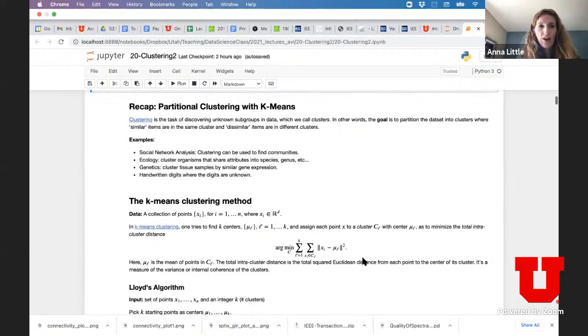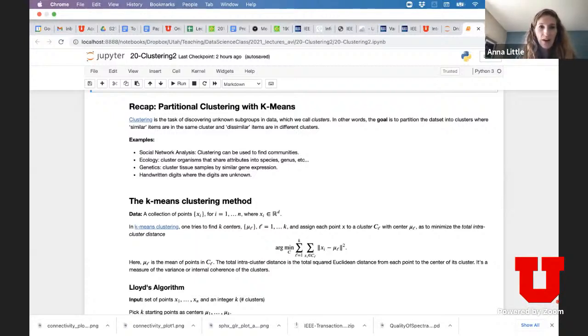And let's just start off with a little recap of the k-means clustering algorithm. Just remember the high level of what we're doing. Clustering is the task of discovering unknown subgroups in data. So you can think of these as natural groups or communities. We call these clusters. And we want to partition the data set so that similar items or individuals are in the same cluster or group, and dissimilar items or individuals are in different clusters, but there's a lot that's very unclear about this that we want to make precise. What does it mean for two items to be similar, and what kind of algorithm exactly do we use to partition the data?